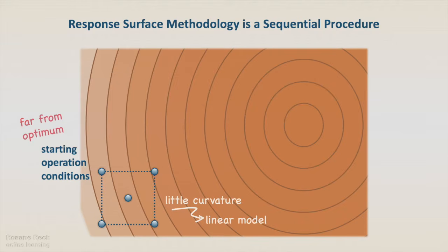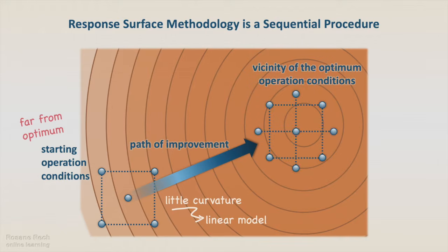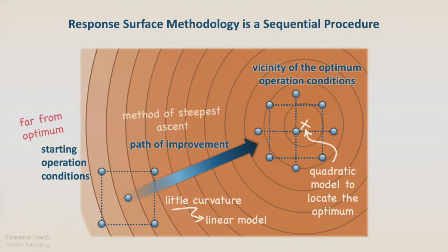Although the linear model does not show the maximum response, it shows the path of improvement that, if followed, can lead the experiment to the vicinity of the optimum operation conditions. In this region, the behavior of the response is not linear anymore, so we must have a quadratic model to describe it and locate the point of the maximum response. The process of following the path of improvement is called the method of the steepest ascent.